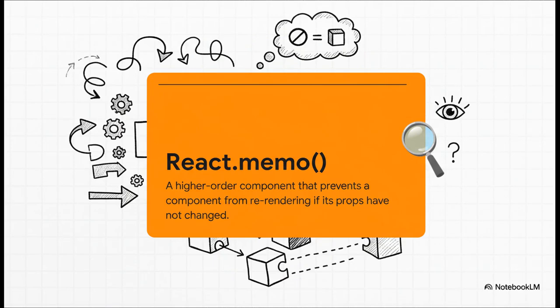Think of it like a protective shield you wrap around your component. You're basically telling React, hey, before you re-render this thing, just do a quick check. If the props it's getting are the exact same as last time, don't bother. Just reuse the last result. It is your first and easiest line of defense against those wasted renders.